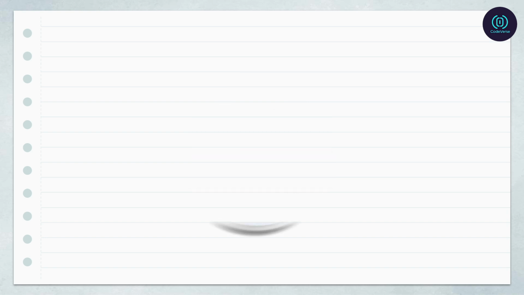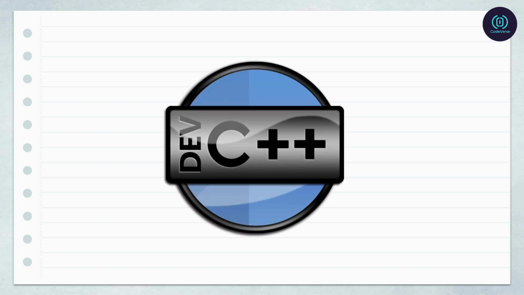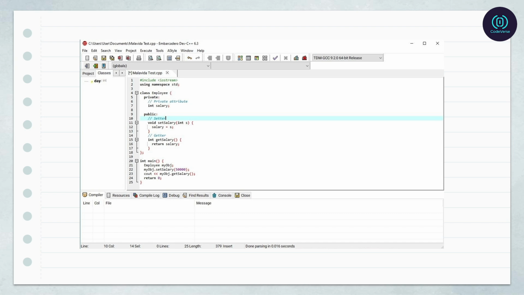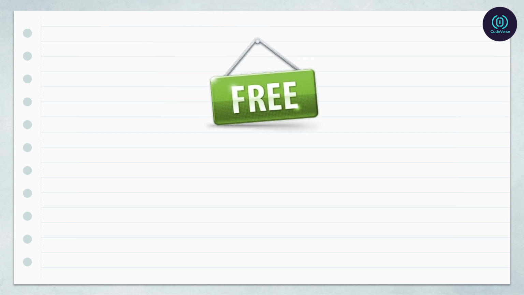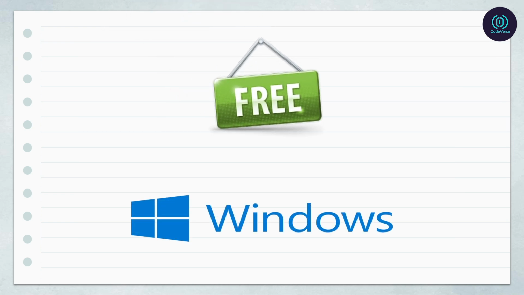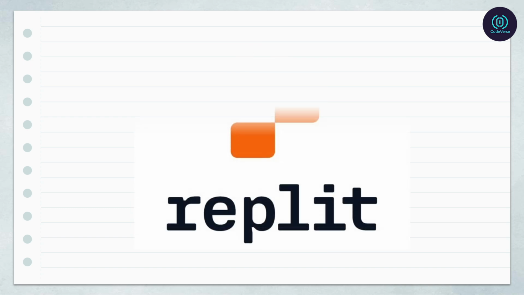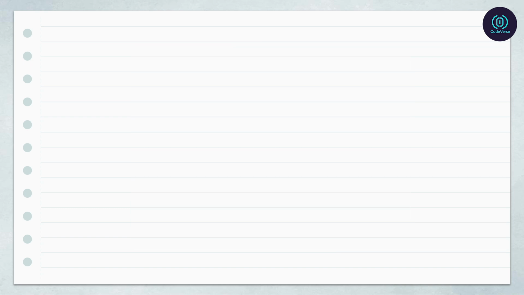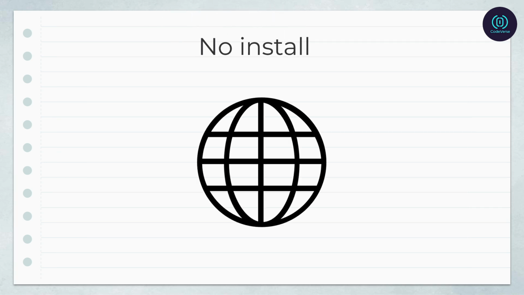Dev-C++ is another option. It's free and simple to use, but it only works on Windows. Also, it's a bit outdated and not actively maintained. Finally, there are online IDEs like Replit and cpp.sh. They run right in your browser, no installation needed. Great if you just want to try C++ without setting up anything. No matter which one you choose, the important thing is, start coding.